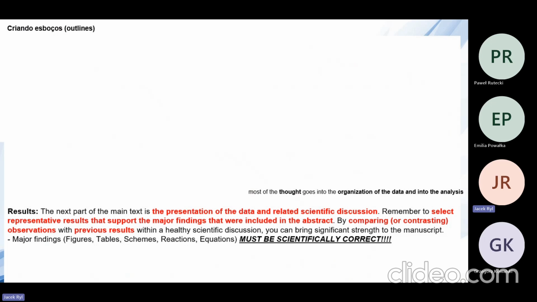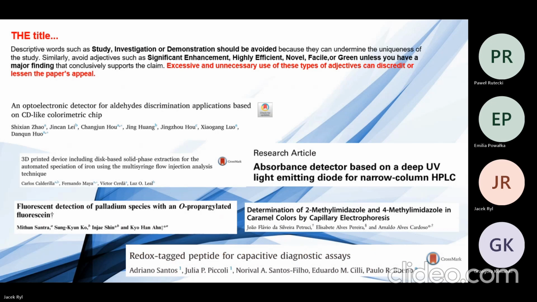the next part of the main text is the presentation of the data related to scientific discussion. Importantly, it must be scientifically correct, right? So here we have to be careful regarding all the data that we present and discuss in the results. In conclusions, a concluding paragraph adds a special touch to the paper and further aids in increasing the impact of the research, right? So these are just some tips regarding how we can think or how we can write the manuscript. Now I will focus on title, abstract, and graphical abstract.